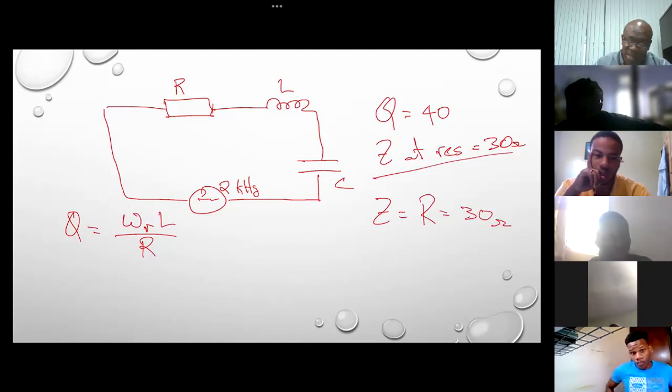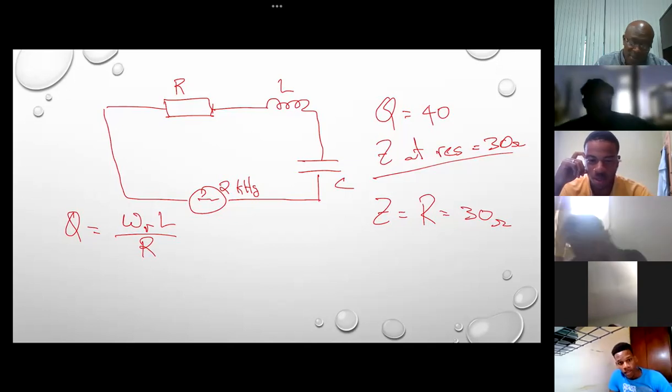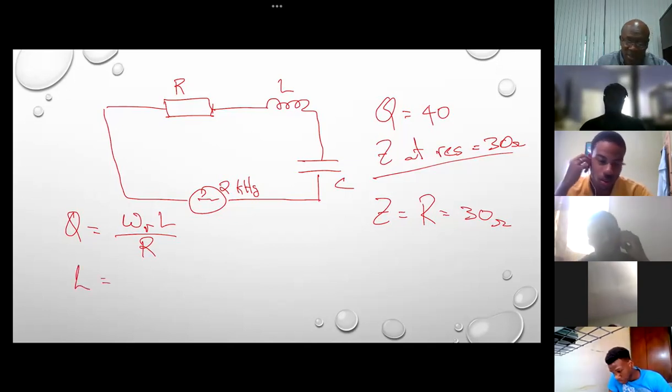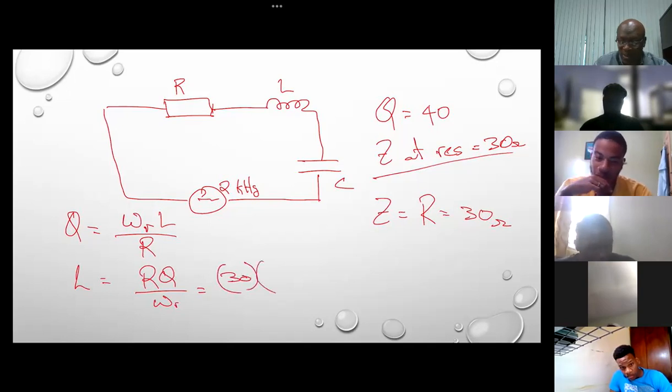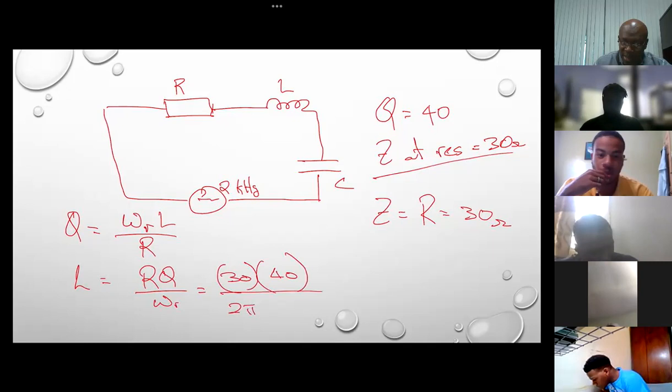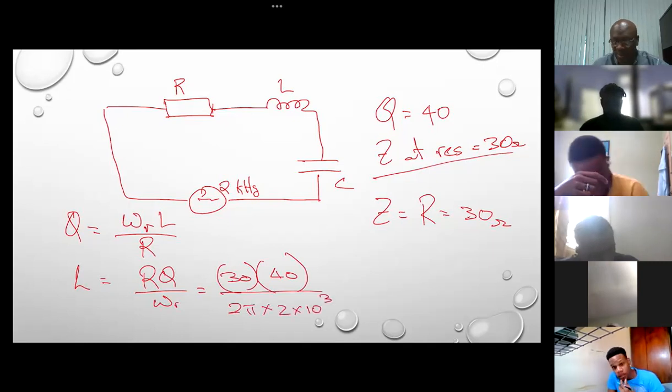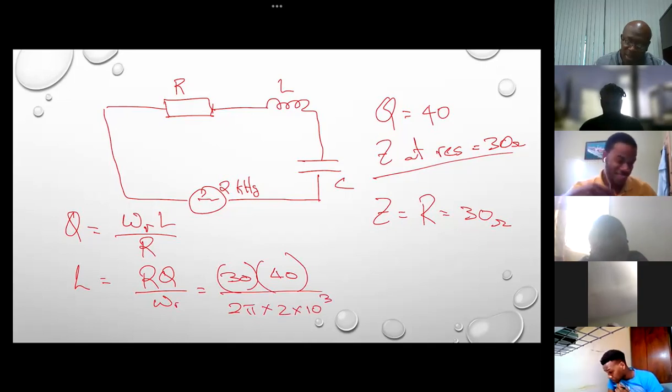So we can rearrange this to find L. So L is equal to RQ over omega R, which will be 30 times Q, which is 40, over 2 pi times 2 times 10 to the 3. All right, whatever that works out to be.